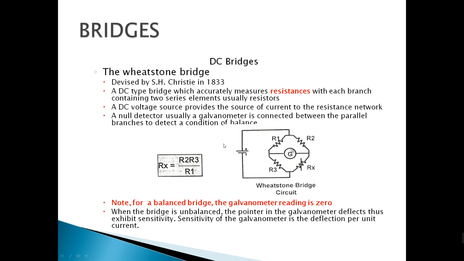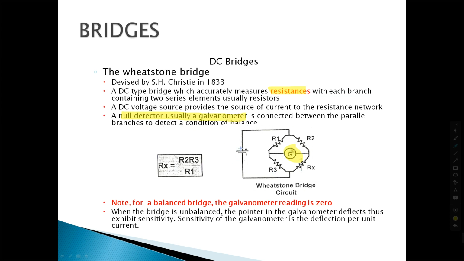First of the bridges is what we call the Wheatstone bridge. We'll just highlight the important details here. The Wheatstone bridge is used to measure resistances, with each branch containing two series elements, usually resistors. This is the figure of the circuit of the Wheatstone bridge. And then we have here a null detector, usually a galvanometer. This is the galvanometer connected between the parallel branches to detect a condition of balance.